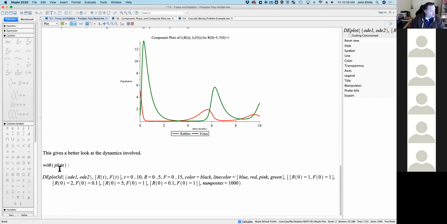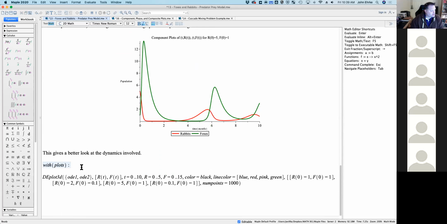So what you do for this is you'll need to load the plots command, and you'll need to change your DE plot to be DE plot 3D. So I'm going to do a 3-dimensional plot. All of the other commands are the same. So everything else about the DE plot command from earlier is the same. The only change that's made if you want a composite plot is the 3D part of the DE-plot command.